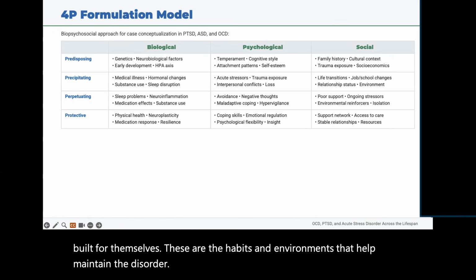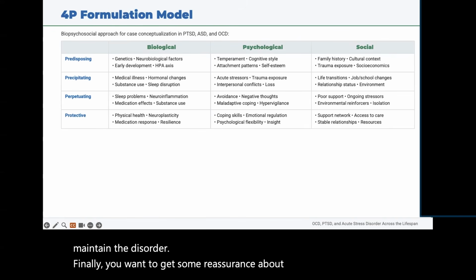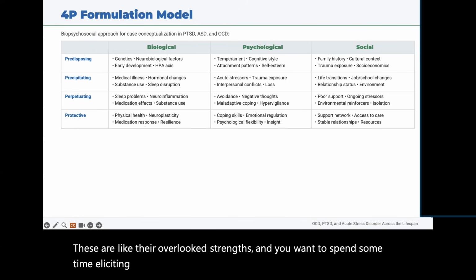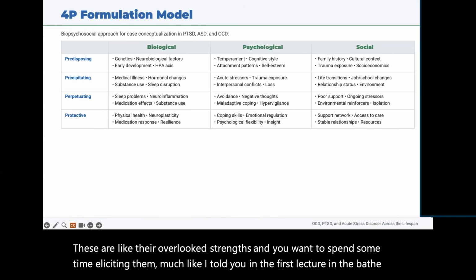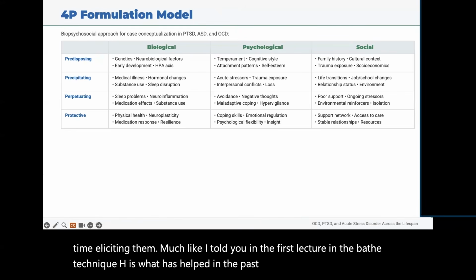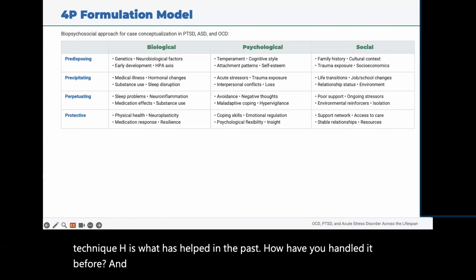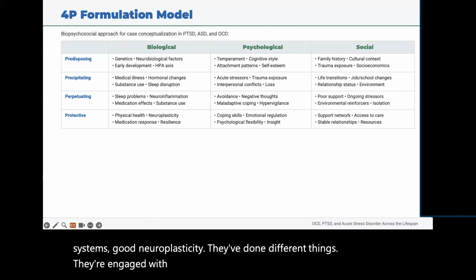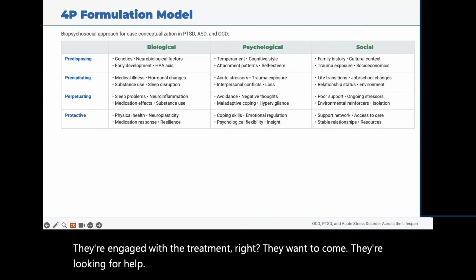Finally, you want to get some reassurance about their protective factors. These are like their overlooked strengths, and you want to spend some time eliciting them. Much like I told you in the first lecture in the BABE technique, H is what has helped in the past? How have you handled it before? And you'll get things like insight, maybe faith, coping, support systems, good neuroplasticity. They've done different things. They're engaged with the treatment, right? They want to come. They're looking for help. They're putting themselves in the right context.